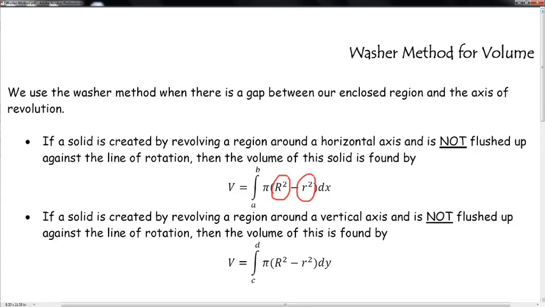If a solid is created by revolving a region around the vertical axis and not flushed up against the line of rotation, the volume of this is found by, again, the same thing. This one's going to be rotating around similar to the x-axis, with a dx. This is going to be rotating around something like the y-axis. So you'd be rotating around y equals something, with dy, you'll be rotating around x equals something. In this case, they're different, they're going to be opposites. So if you want to think about vertical versus horizontal, I think that will help you out a lot better.